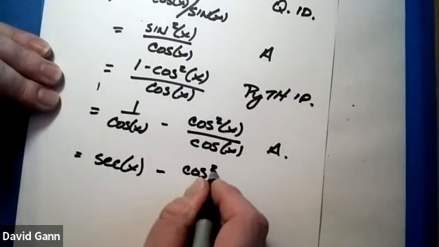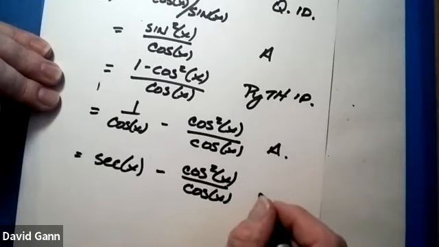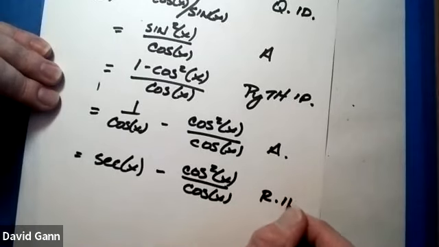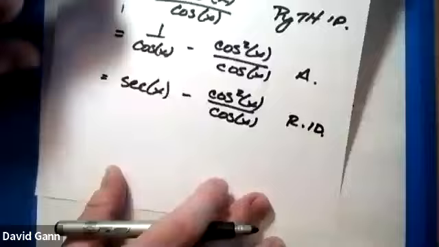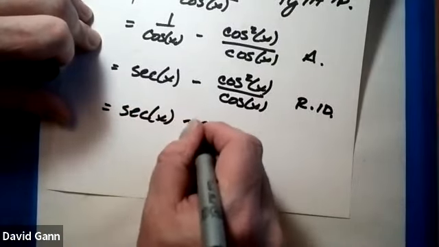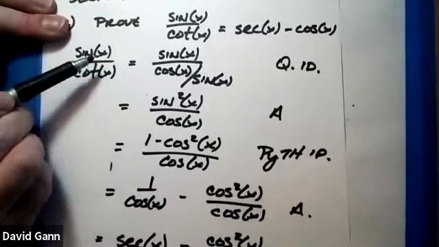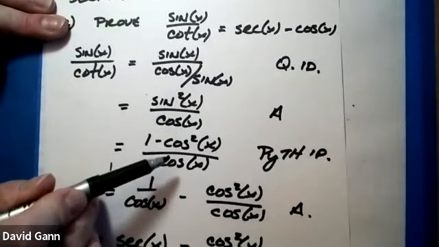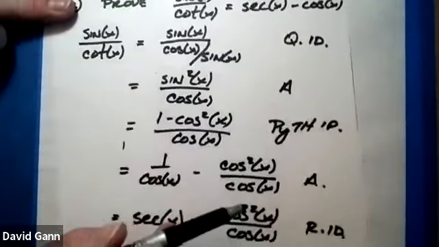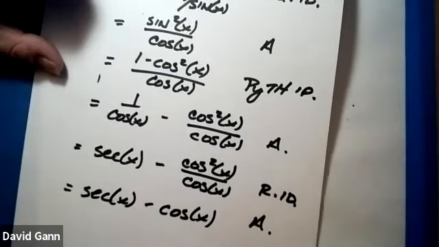I'll do this in two steps so it's real clear what just happened. Cosine of x, this is a reciprocal identity. And the algebraic cancellation, we end up with secant of x minus cosine of x. And that is an algebraic step. So just to verify, we started with the left-hand side, a series of logical arguments, each one of which is justified. We end up with the target. Okay, so this proof is complete.